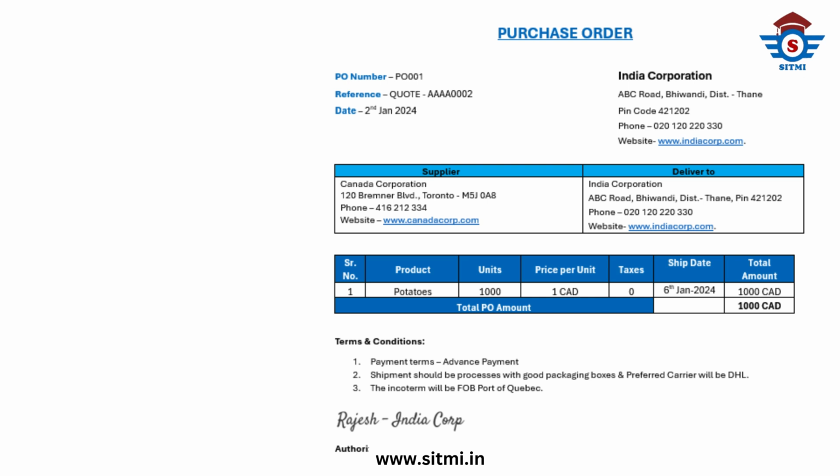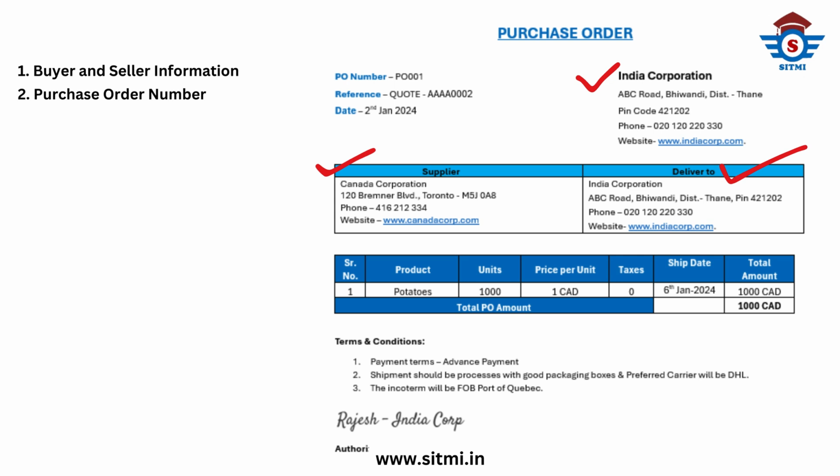Here's what is typically included in a purchase order. First, buyer and seller information. The purchase order contains the names and addresses of both the buyer and the seller along with any relevant contact information. Here the buyer is India Corporation and the seller is Canada Corporation. The second point is the purchase order number. Each purchase order is assigned a unique identification number for tracking and reference purposes. This number helps both parties easily identify and manage the order.